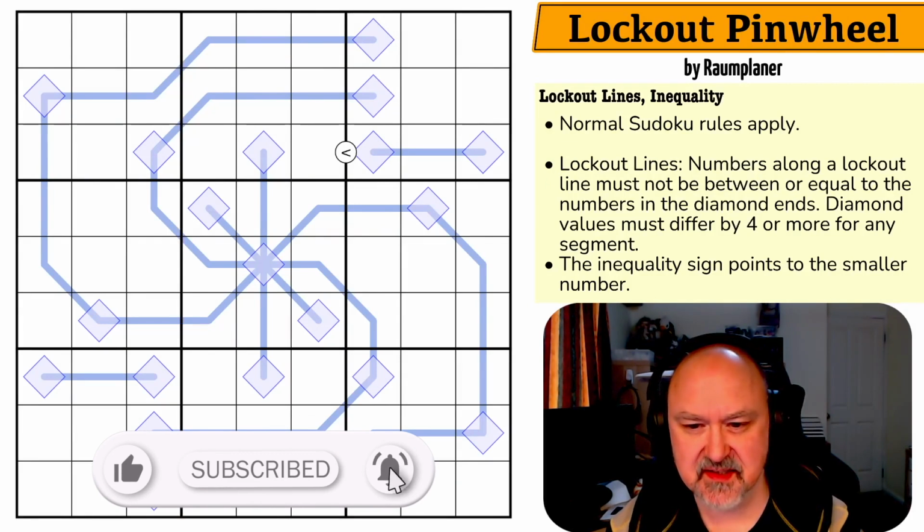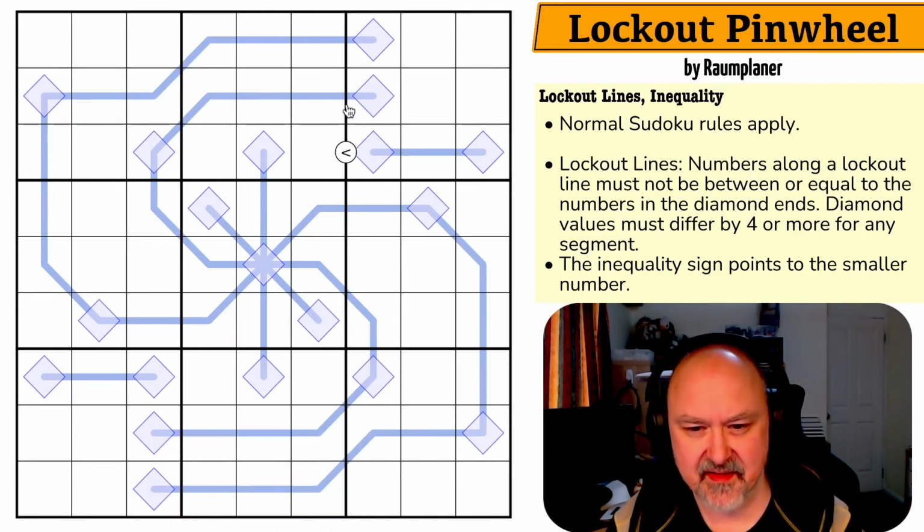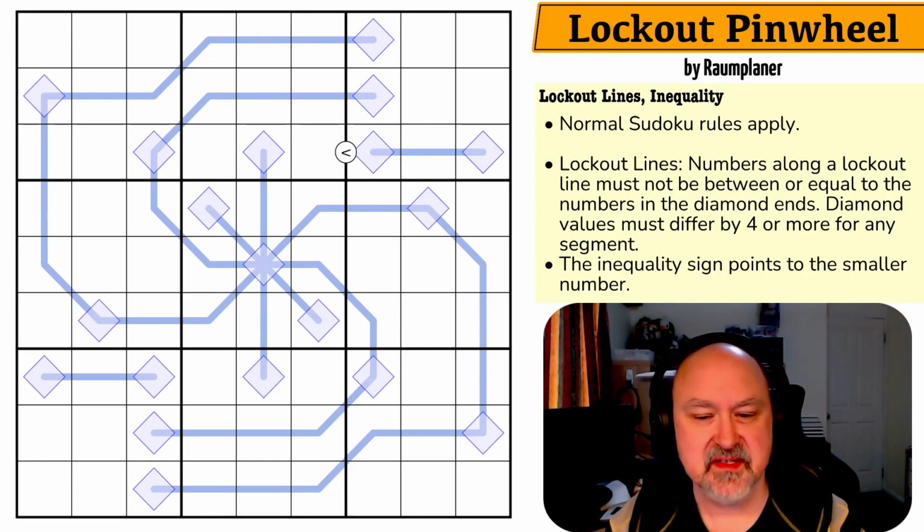And this puzzle looks a little daunting because I think I'm going to have to solve a lot of the grid and then get it disambiguated by a single inequality sign. We'll see how we go. So yeah, lockout lines, really, really cool.